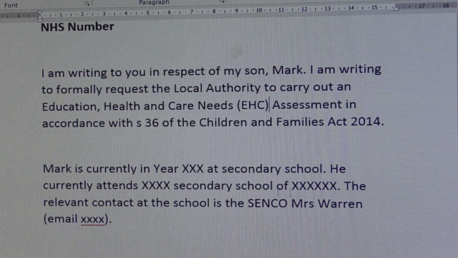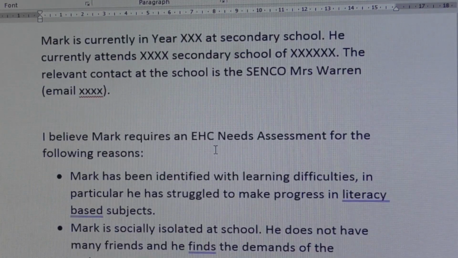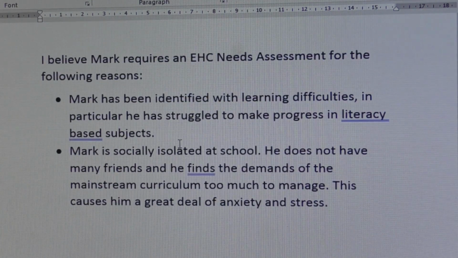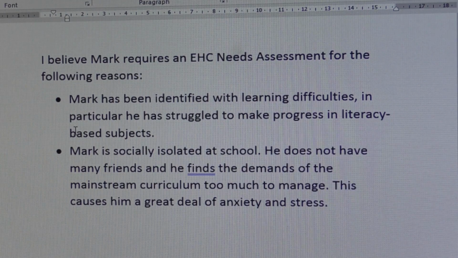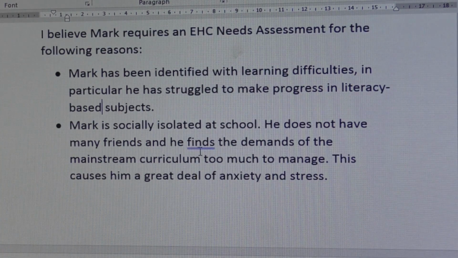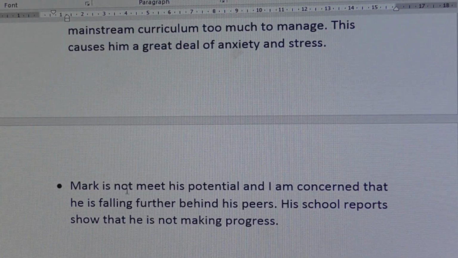You then set out, and this is very important, why you think he needs an EHC needs assessment. So in this particular situation, I've identified Mark's got literacy difficulties, he's socially isolated, he's finding the curriculum too difficult to manage, and he's not meeting his potential, as his school reports show he's not making progress.